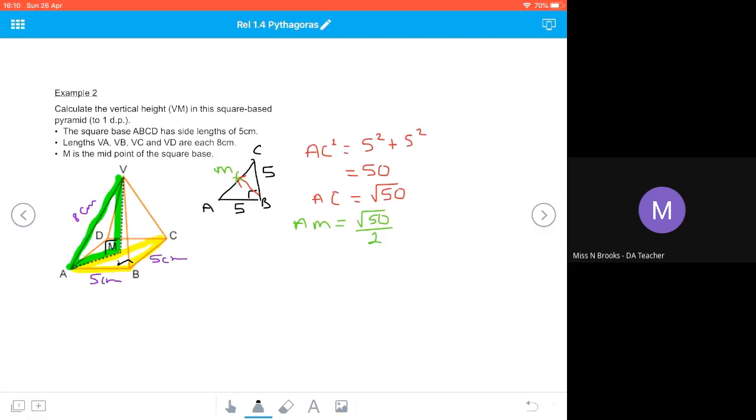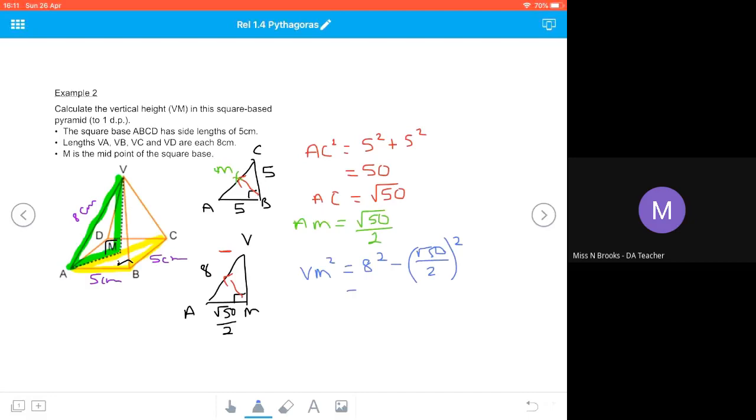So if I draw myself another sketch, this time I've got AMV. Now I know that AV is 8 centimetres. I know that AM is root 50 over 2. And I know that my right angle is at angle M. So I'm going to go to my right angle and draw an arrow to the long side. This time I've got a value, so I know that I'm going to be subtracting. So in order to get VM squared, I'm going to do the long side squared, so 8 squared, take away root 50 over 2 all squared.